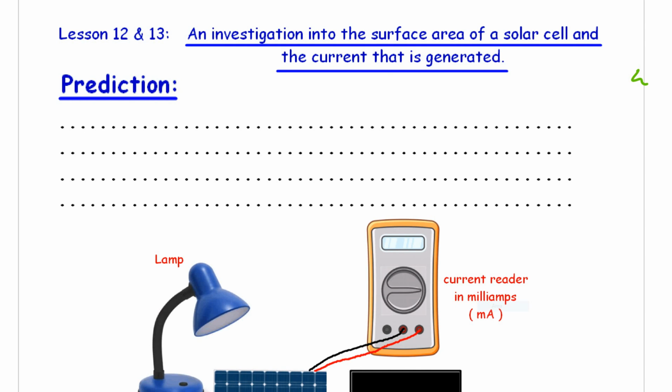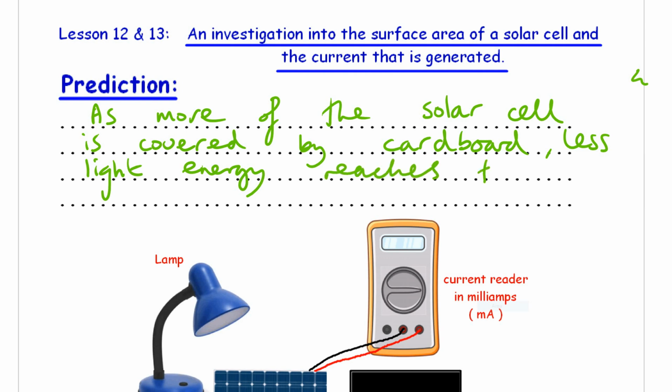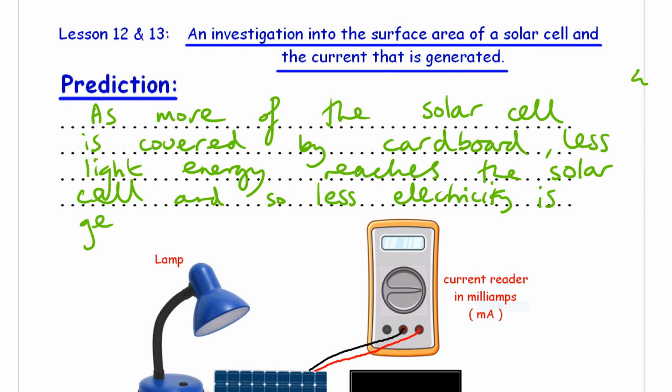This could be your prediction. As more of the solar cell is covered by cardboard, less light energy reaches the solar cell, and so less electricity is generated.